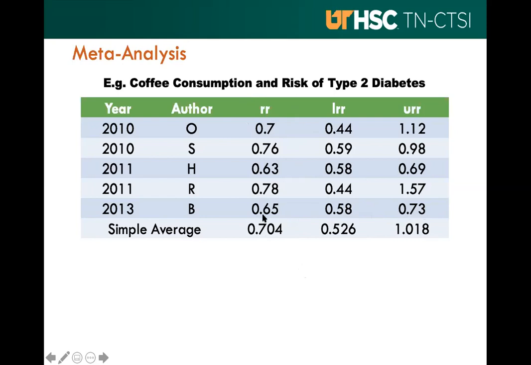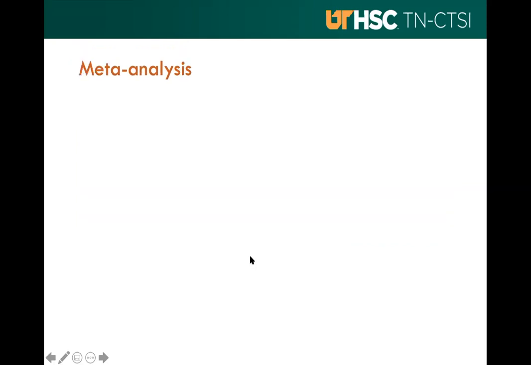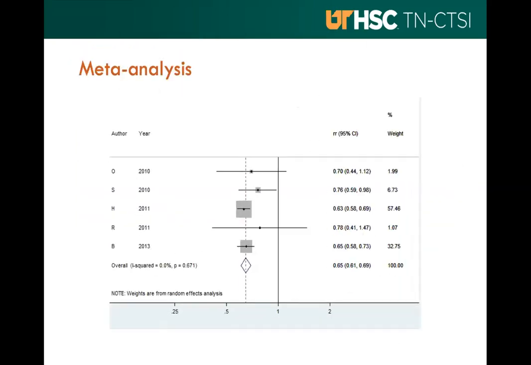So adding all these point estimates and dividing by 5 gives us 0.704. And for the confidence interval, it gives us between 0.53 and 1.02. So when we do a meta-analysis, we give different weight to the studies based on the variability and the sample size in the study. Here, the weights are based on the inverse variance.